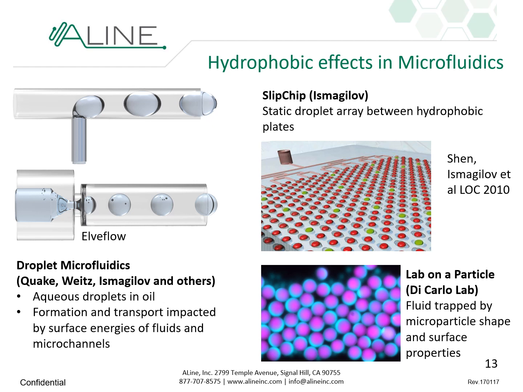A more recent example, coming from the Di Carlo lab at UCLA, is the use of lab on a particle, where you're trapping fluid into a core shell, so that the droplet is confined by the particle, but it can also be moved around without the risk of contamination or wetting.